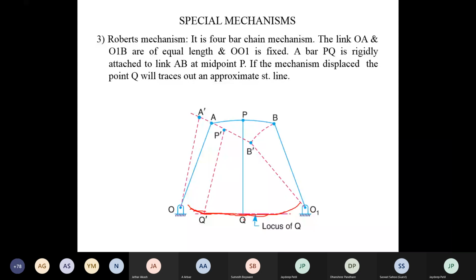See, now this is a very simple mechanism. PQ is a rigid bar rigidly attached to this AB, which means you have a welded part right at the end. Now it is welded at P, and P is the midpoint of AB. When the mechanism is displaced, what happens? Like a pendulum, this bar also displaces. Rigidly attached, that's why, see the dotted line position, and Q traces an approximate straight line.